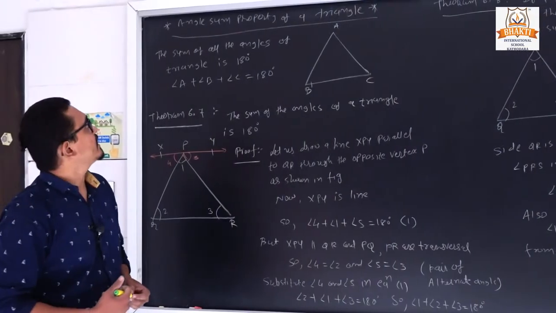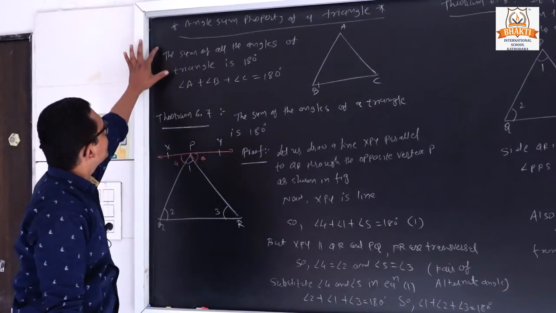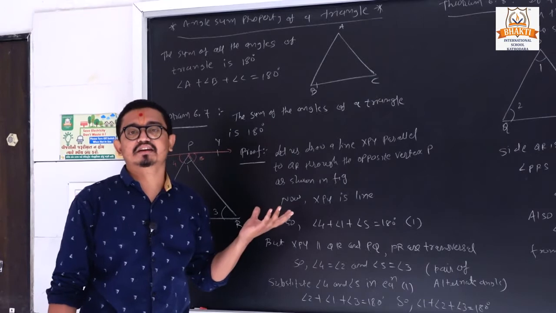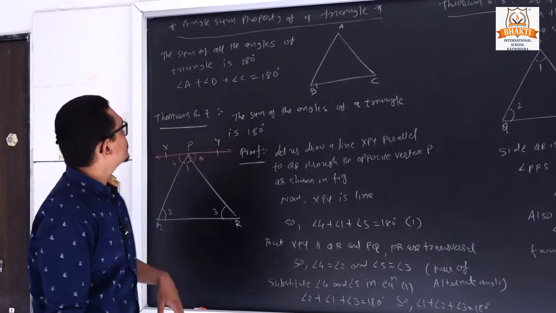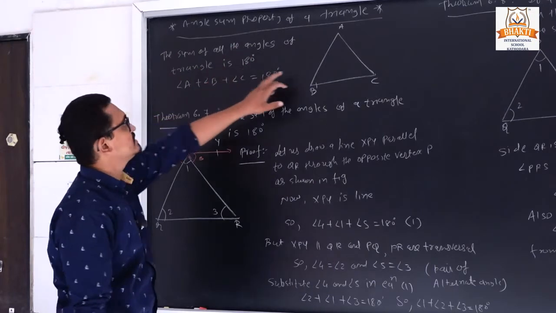Angle sum property of a triangle. So in an angle sum property, what happened? We can already use that theorem in our previous standard. So the theorem statement is like that: the sum of all angles of a triangle is 180 degrees.